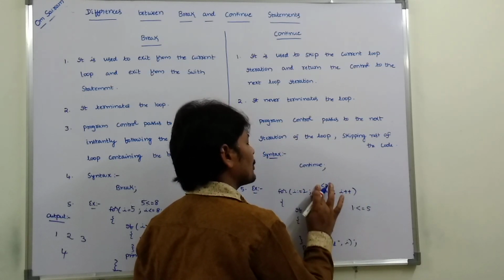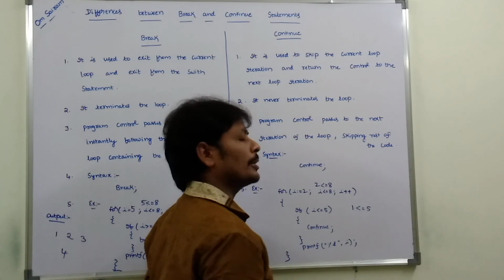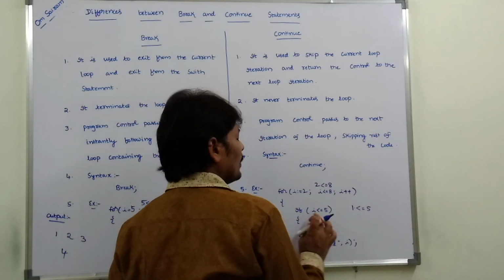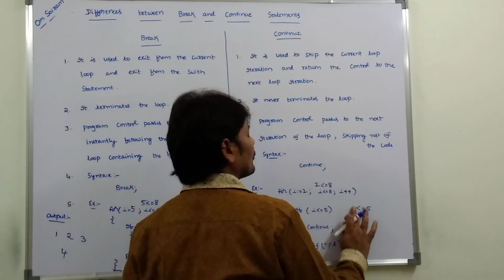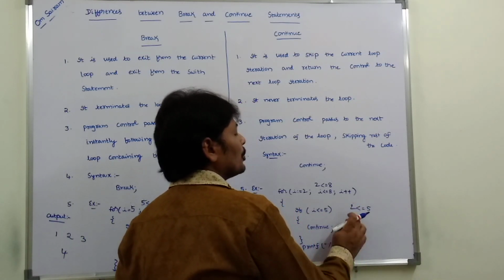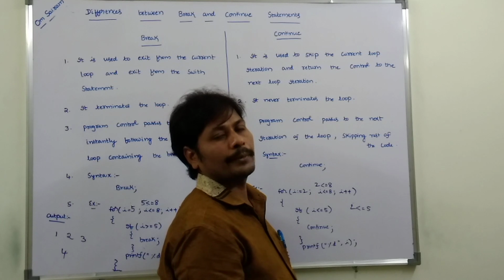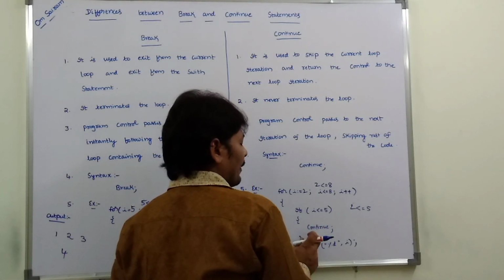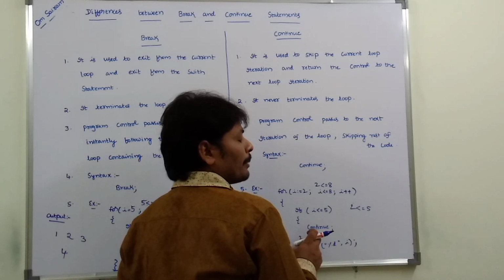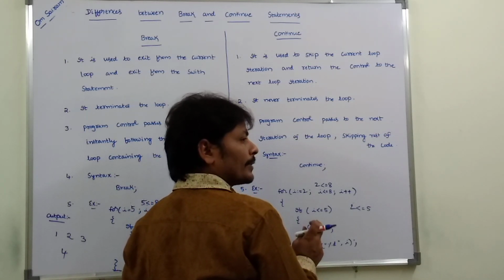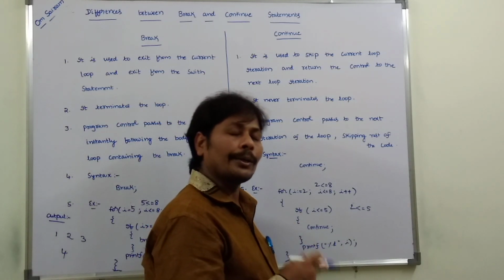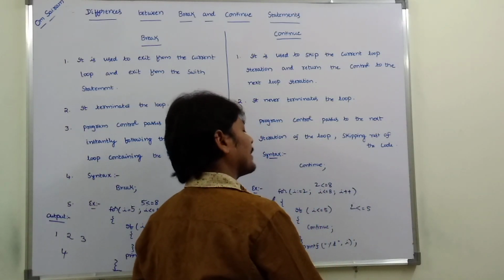Next iteration, I value is incremented. Now I value is 2. 2 less than or equal to 8. Condition true. The control goes to the body of the loop. If I less than or equal to 5, I value is 2. 2 less than or equal to 5. Condition true. So again continue. So whenever continue statement is encountered, after stopping the current iteration, the control passes to the next iteration.